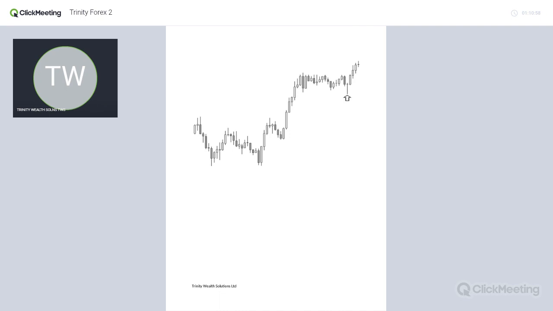So when you're doing your analysis and you decide I'm going to enter here, already you know my take profit will be here and my stop loss will be here. All those three decisions are made at the same time before you enter your trade.